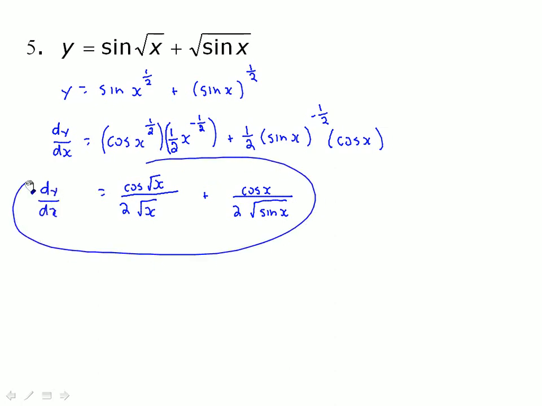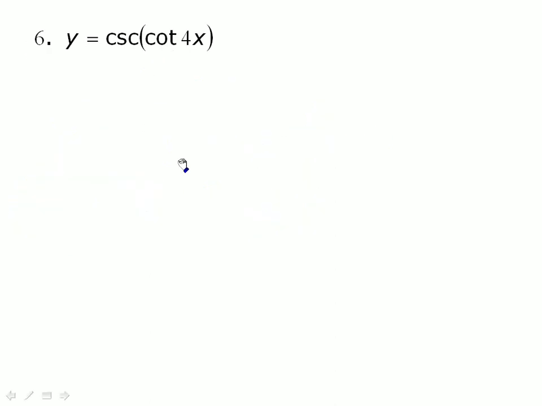So now let's move on to number 6. Now this one is cosecant of cotangent 4x. Now really important to remember with these that you are not multiplying these together. This is not a product. And that's one of the common mistakes.